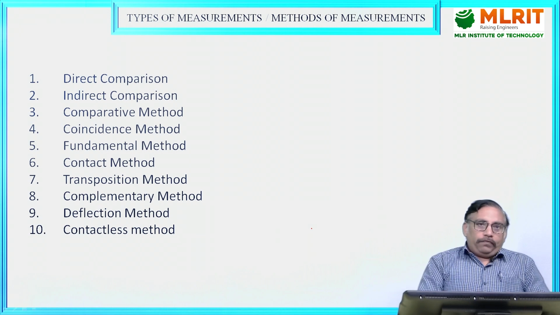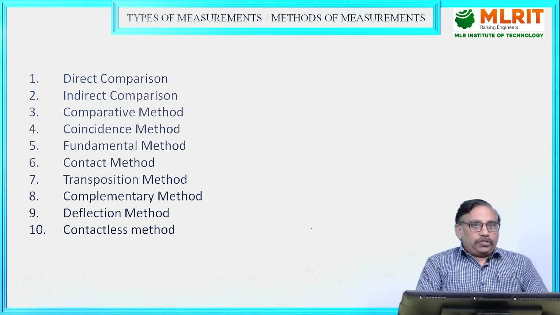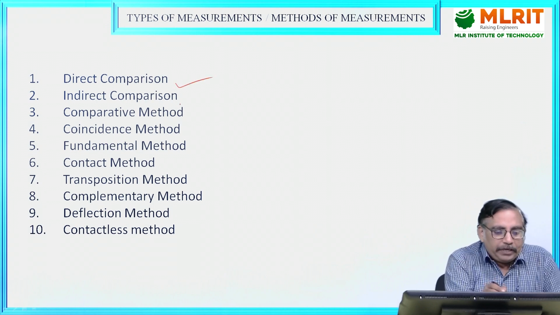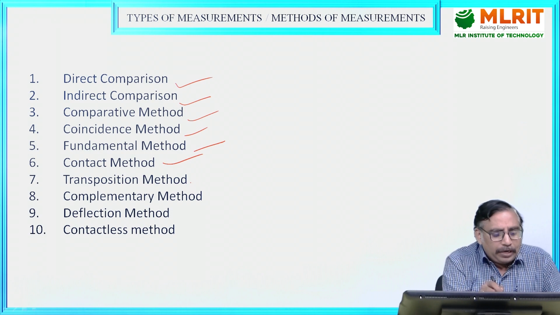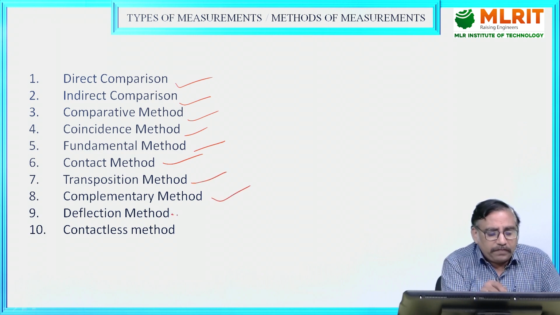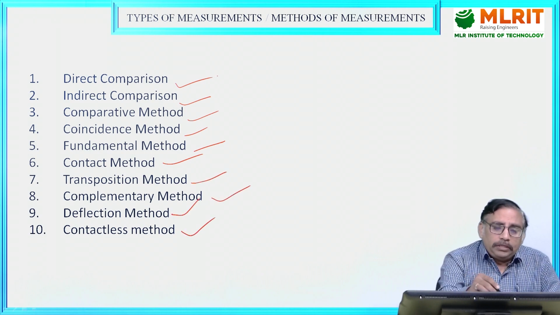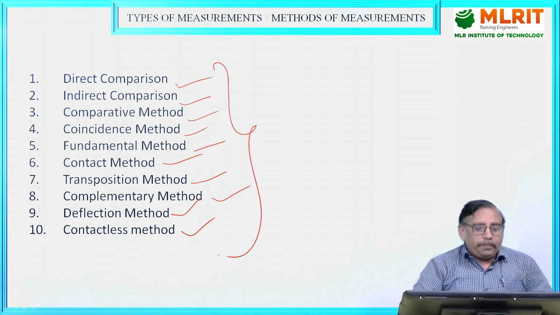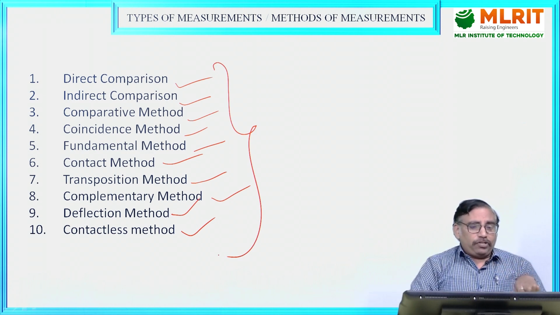Today, my topic will be types of measurements and methods of measurements, in which the types are direct comparison, indirect comparison, comparative, coincidence, fundamental methods, contact methods, transposition methods, complementary methods, deflection methods, and contactless methods. All these are different types of measurements. See, my heading was types of measurements and methods of measurements. So these are the types of measurements. Coming to methods of measurements, we will be discussing it.